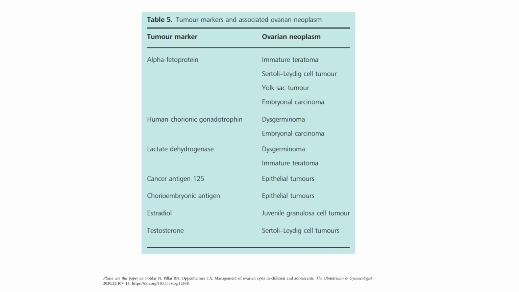CA-125 is for epithelial tumors, carcinoembryonic antigen is for epithelial tumors, estradiol is for juvenile granulosa cell tumor, and testosterone is for Sertoli-Leydig cell tumors. Note that alpha-fetoprotein does also go up in Sertoli-Leydig cell tumors as well.